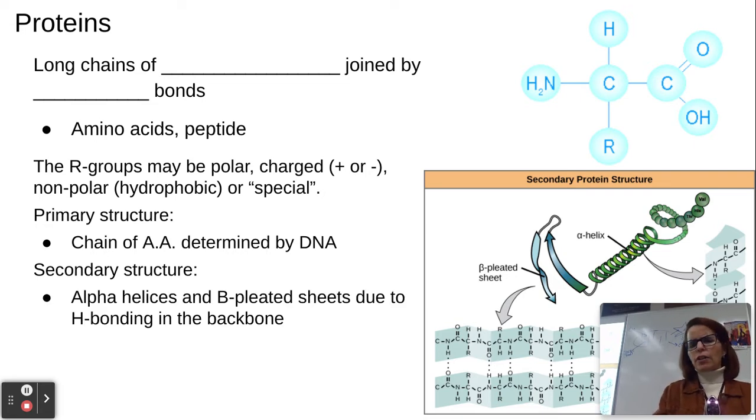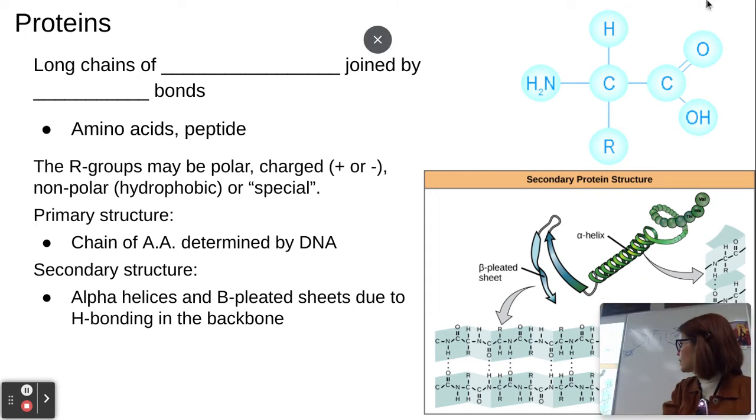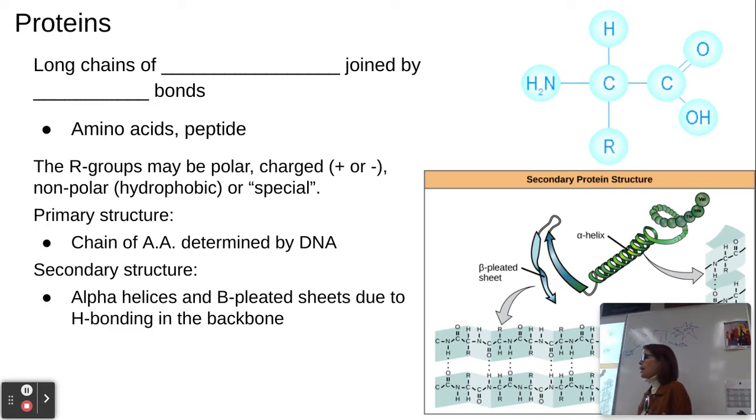So secondary structure, that's what this picture is, my image is on the online right now, but secondary was the alpha helices and the beta pleated sheets. That's a hard one to remember. That's just due to hydrogen bonding. That's hydrogen bonding right here. That's what those dotted lines are representing. And it's not about the R groups. It has nothing to do with the R groups. That's just about the backbone itself, hydrogen bonding.